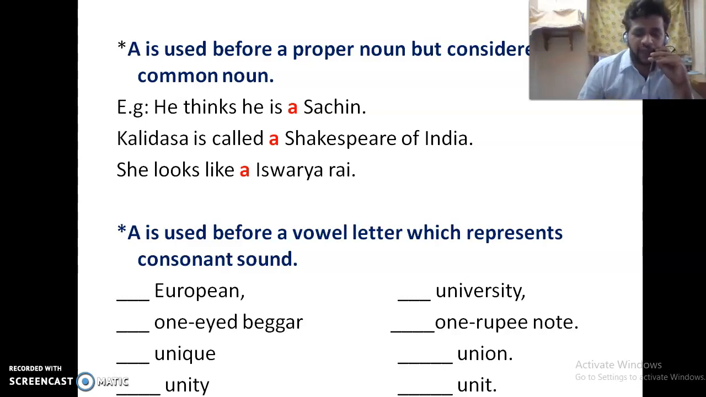So before the names, before the proper noun, we should not write any article. But in this case, the rule is exempted.